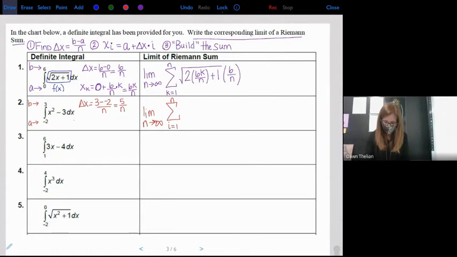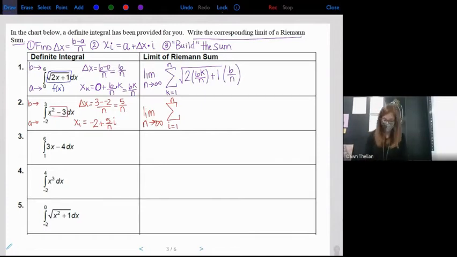And then I need my x sub i, which is going to start this time at -2. So it's -2 plus my 5 over n, and we chose the counter as i this time. So it's always going to be a plus the delta x that you just found times the counter. And now we're going to plug it into the function. The function is x squared minus 3.